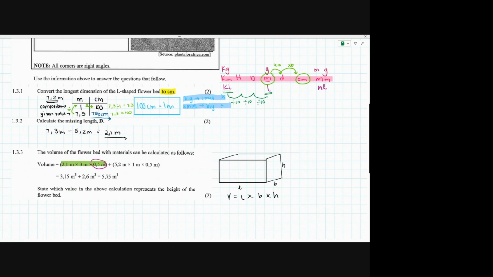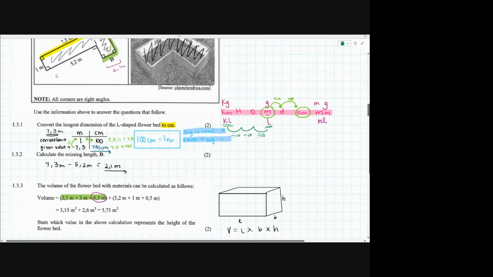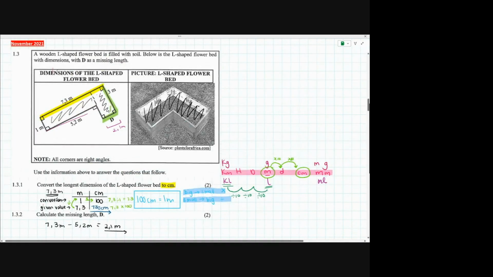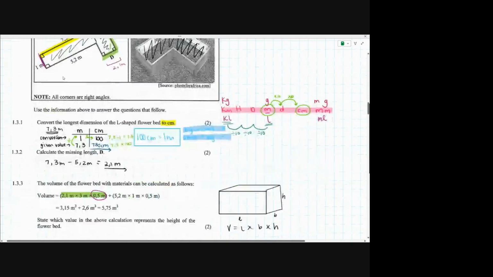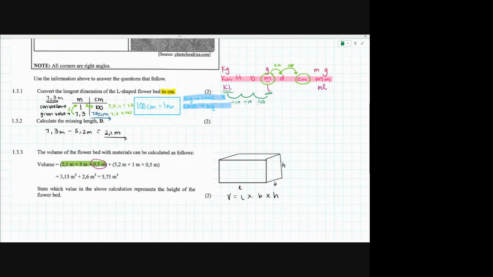And you can check this with the other bracket as well. 5,2 is the length of the rectangle times 1, the breadth of the rectangle, times the height, 0,5. And so all they've asked us to do is just state the value. And so 0,5 meters is how tall or how deep the L-shaped planter is.